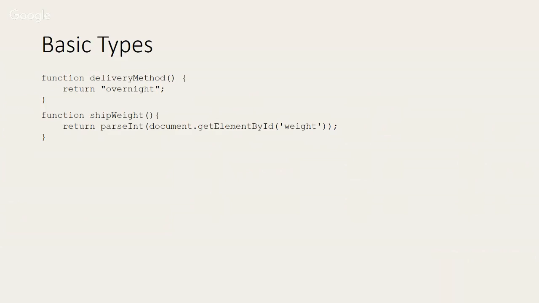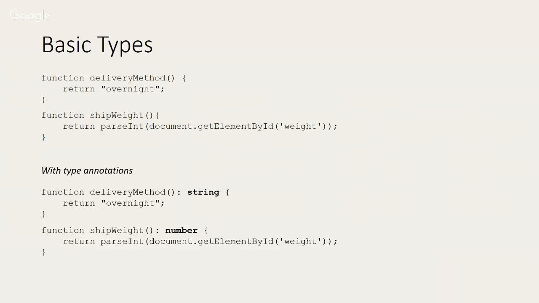So let's look at some types. If we look at just some basic types, we have a couple of functions here related to shipping info, and this is written in just standard JavaScript. So as you or another developer is writing this code, you may not know exactly what type of data is returned from that ship weight function. But if we add in some type definitions, it becomes real clear. And if someone tries to use that ship weight function and they're not expecting or assigning the result to a number, then they'll be warned and flagged.